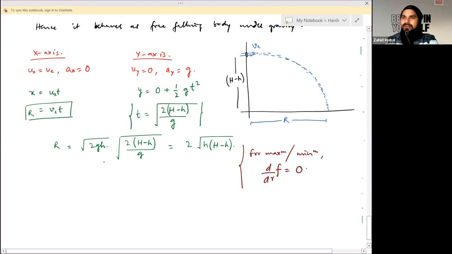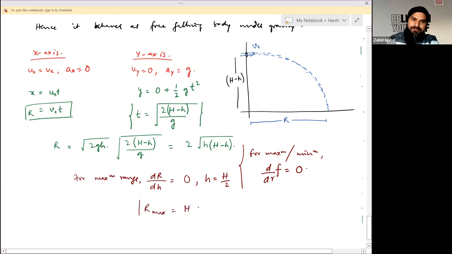Similarly, in this part, if we have to calculate maximum range, just differentiate this range with respect to small h, which is the variable in this part, and put it to 0. For maximum range, differentiating range with respect to height and equating it to 0, you will get h equals H by 2. It means the hole should be made at the midpoint of the tank to get maximum range. If you put small h to be this in the above expression, maximum range will equal capital H. Is it clear? Yes, sir.